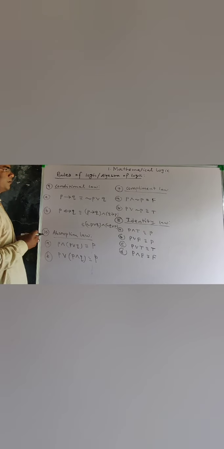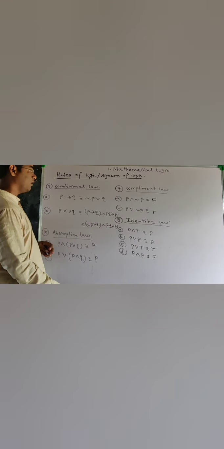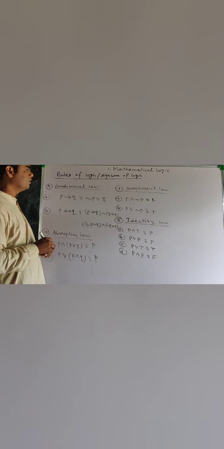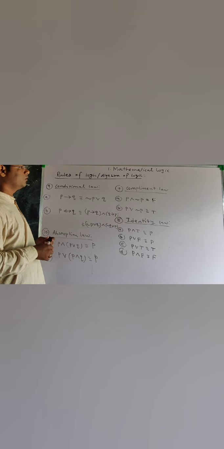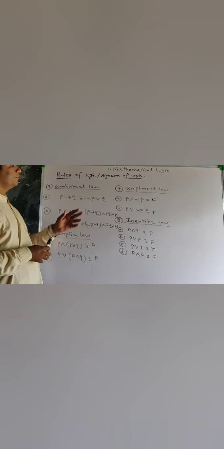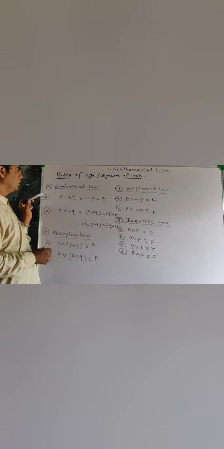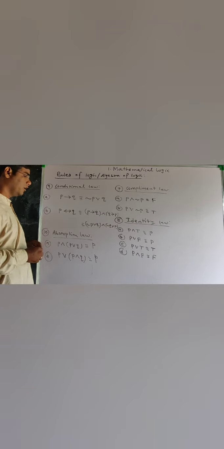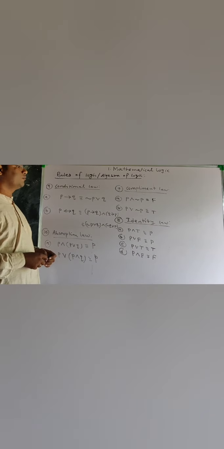So with this we have completed 10 laws: idempotent law, commutative law, associative law, distributive law, involution law, De Morgan's law, complement law, identity law, conditional law, and the last one is what? Absorption law. So these are the important rules for simplifying exercise 1.9.